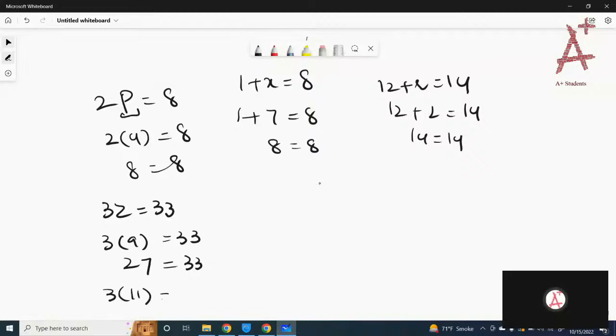Just check the other option. 3 times 11 is 33. Yes, that means 11 is the solution of the equation. Got it?